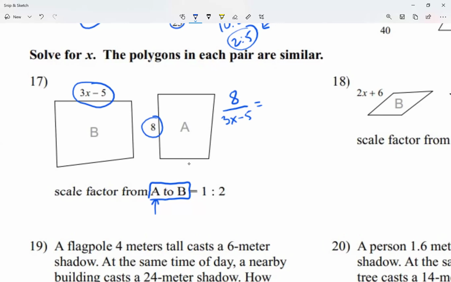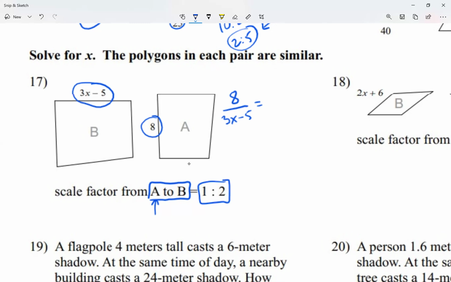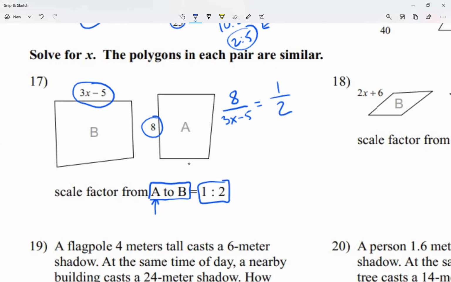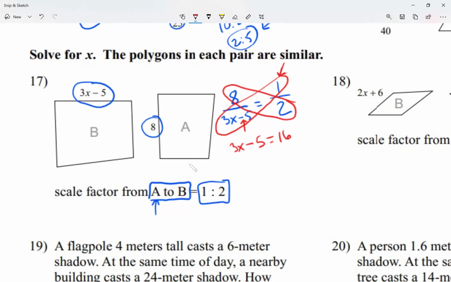Okay, in order for me to solve for this, I have to let it equal something. But I see my scale factor is 1 to 2. So I'm going to let this equal 1 over 2. Now that's easy. Let me cross multiply it. Every time I see a plus or minus, I'm going to multiply the other number, the one that is by itself, times 3x and times 5. So 1 times 3x, and then minus 1 times 5, is equal to 8 times 2, which is 16. So I have 3x minus 5 is equal to 16.